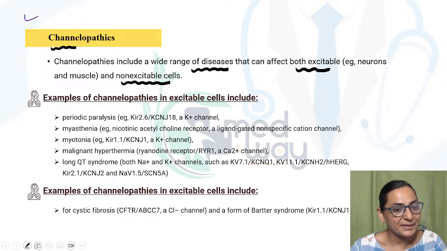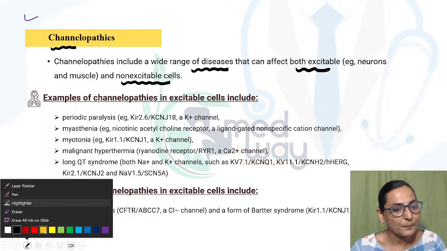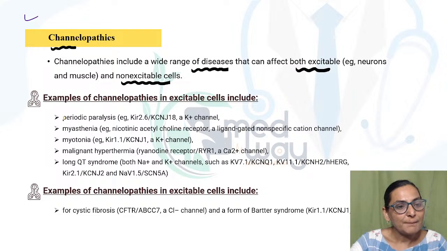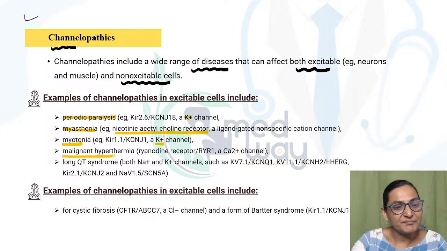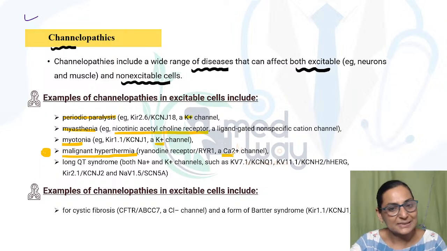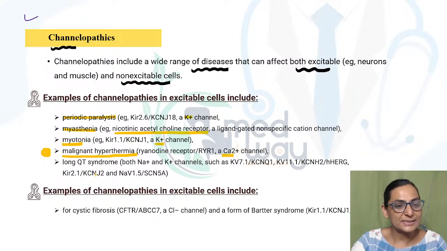So this comes as a very important MCQ also. For example, periodic paralysis, mutation of potassium channel; myasthenia, mutation of nicotinic cholinergic or acetylcholine gated channels; myotonia, mutation of potassium channel; malignant hyperthermia, very commonly asked question, very commonly associated with mutation of ryanodine receptors, that is calcium channels; and long QT syndrome. So these are affecting the excitable cells.